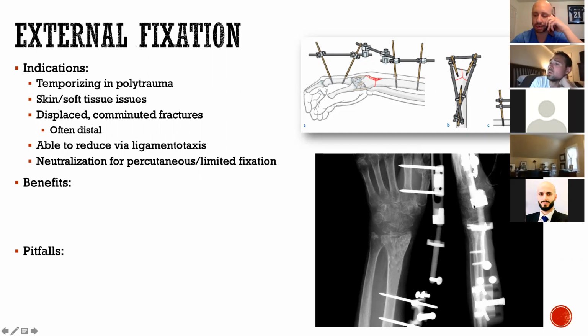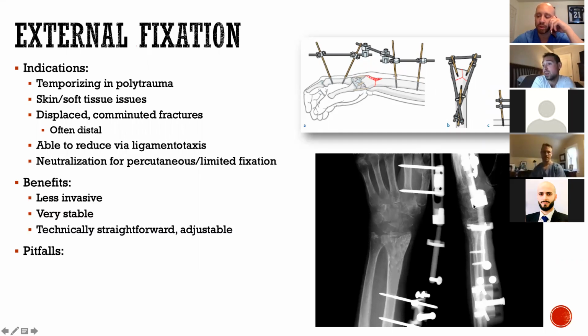One thing that is a prerequisite is that you're pulling through the soft tissues whenever you're manipulating something with an X-Fix. So you need to have intact ligaments. And you can use these also to neutralize any pin fixation that you put in. The benefits is that they're very much less invasive. You're making these all through very small incisions with just a spreading with a hemostat. It is very stable in the wrist and it's pretty straightforward and still adjustable. You can actually make adjustments to it.